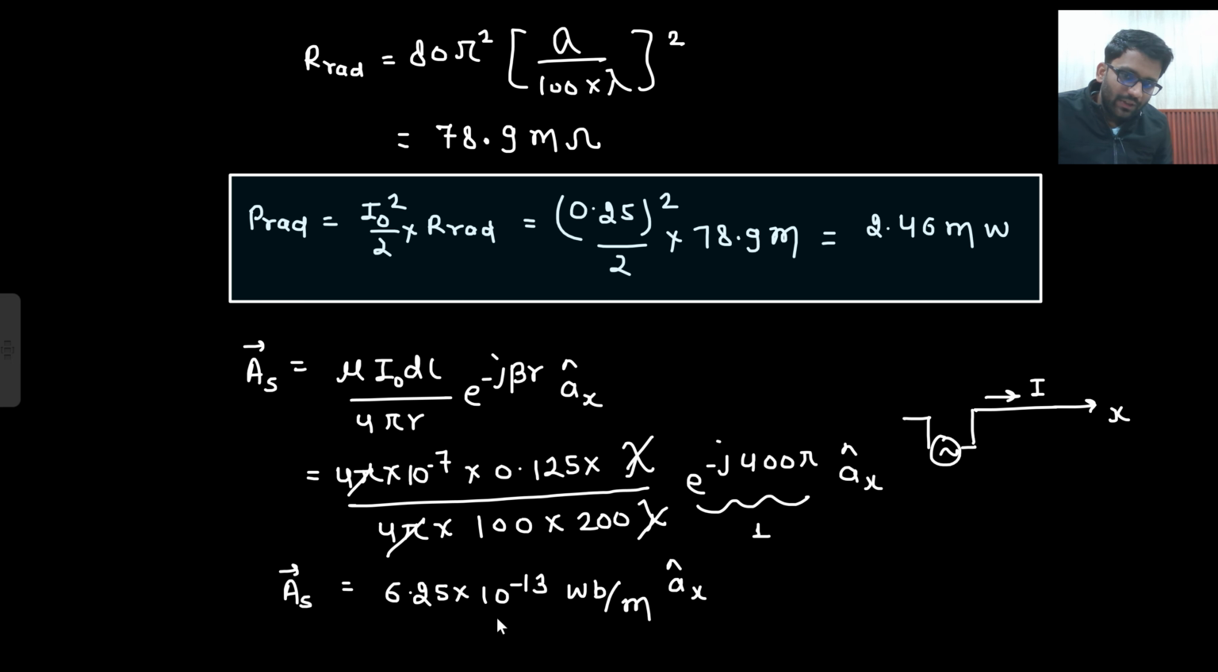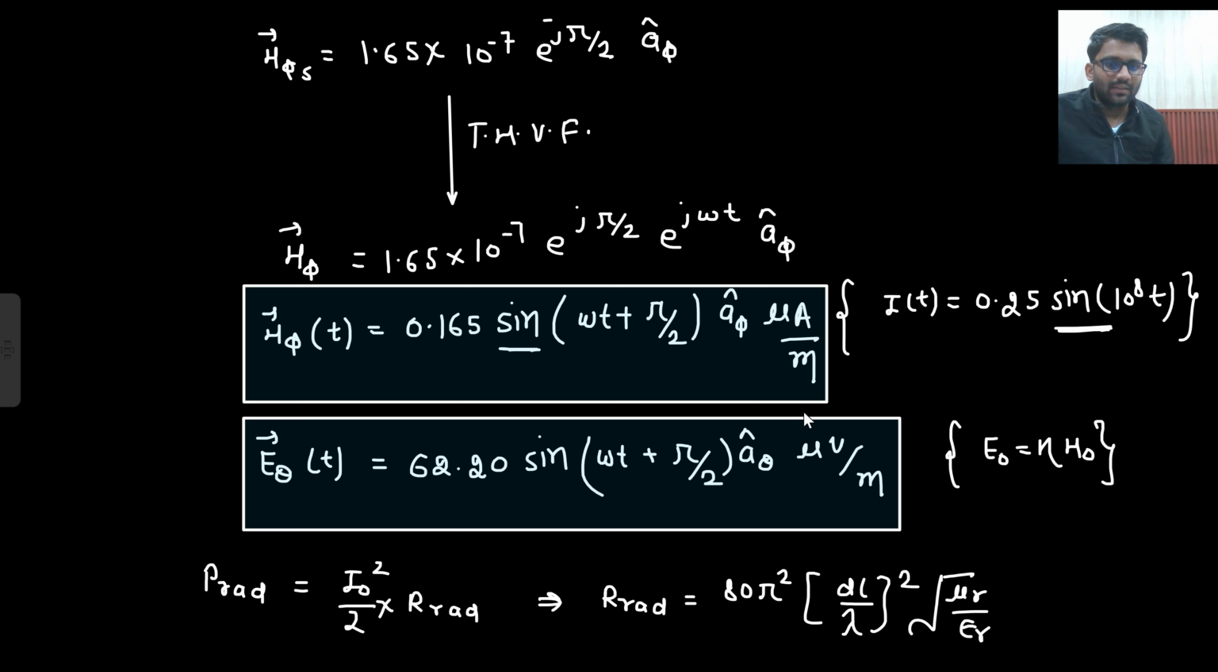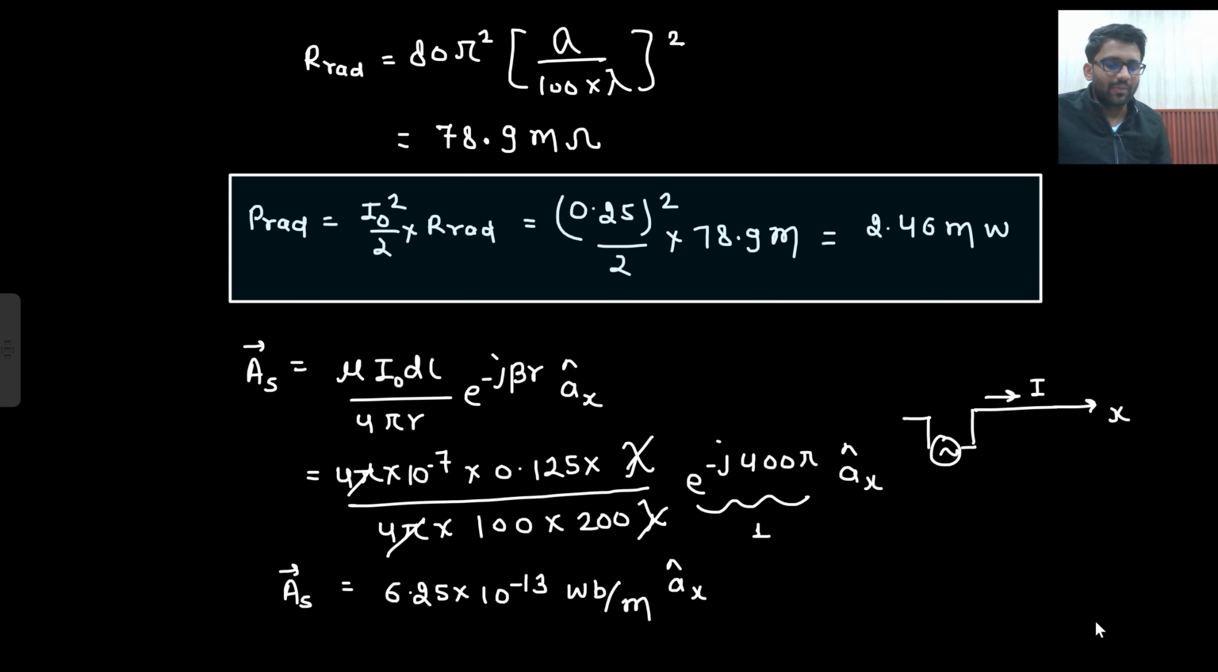But this is the phasor form only, no? This is the phasor form you have written, ax cap. If I need to write down the time domain form, what do I need to do? I need to multiply e to the power j omega t. Yeah, the unit is Weber per meter. You need to know it. Okay, unit is Weber per meter. Here it is ampere per meter, no, for H it is ampere per meter. So here it is Weber per meter.